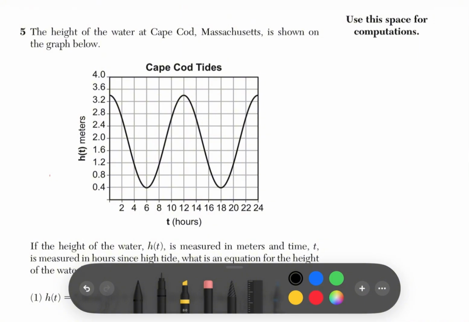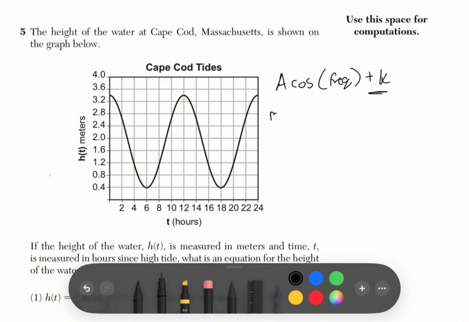So the basic formula for this is A, which stands for our amplitude. In this case, it's cosine. Then our frequency is going to go in here, and then plus K, which is our midline or our vertical shift. So A is how far up or down the graph goes from the midline. So that means that first we should find the midline.